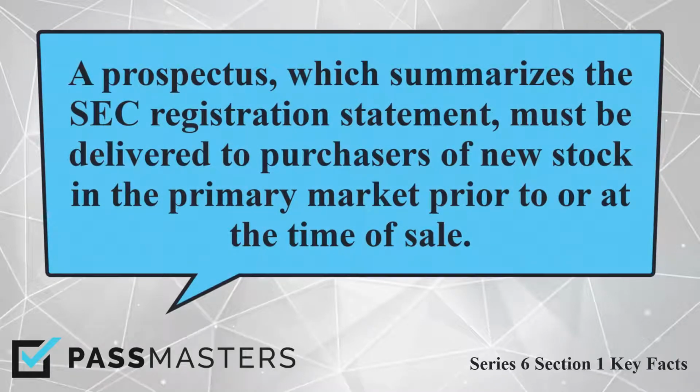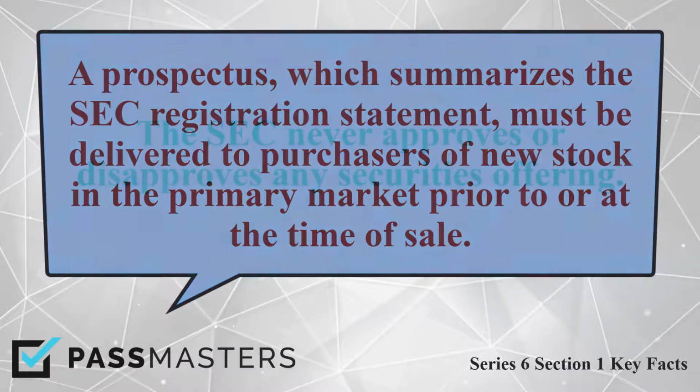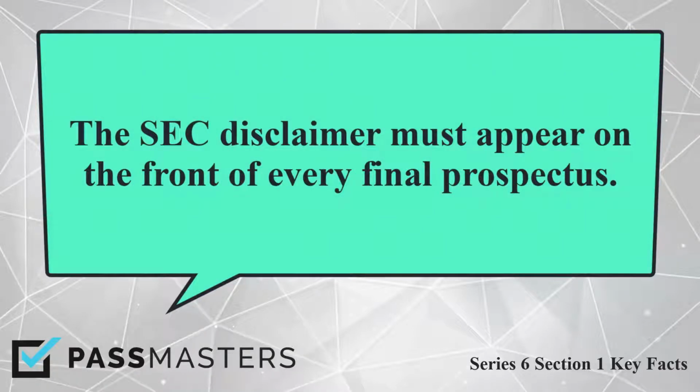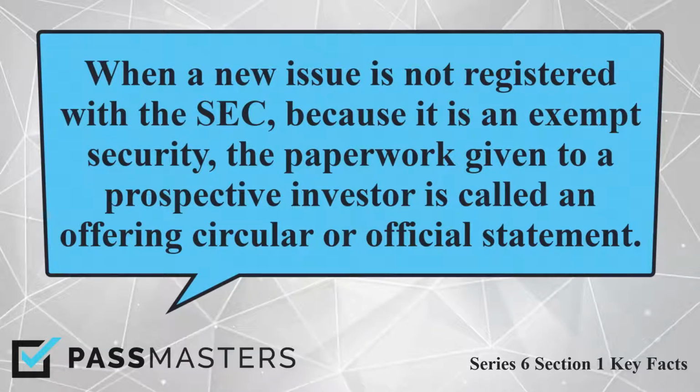A prospectus, which summarizes the SEC registration statement, must be delivered to purchasers of new stock in the primary market prior to or at the time of sale. The SEC never approves or disapproves any securities offering. The SEC disclaimer must appear on the front of every final prospectus. When a new issue is not registered with the SEC because it is an exempt security, the paperwork given to a prospective purchaser is called an offering circular or official statement.